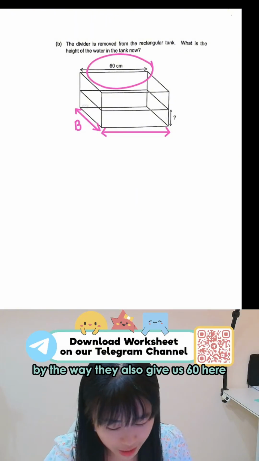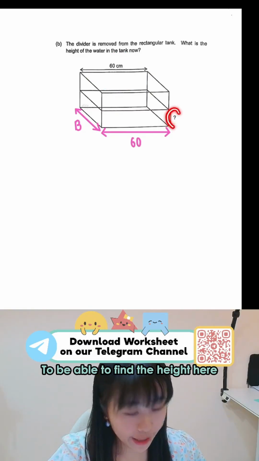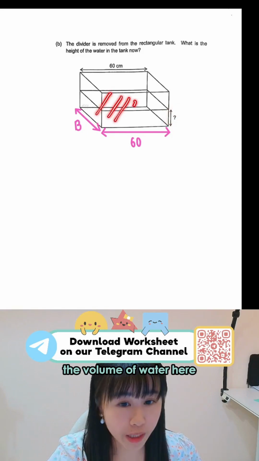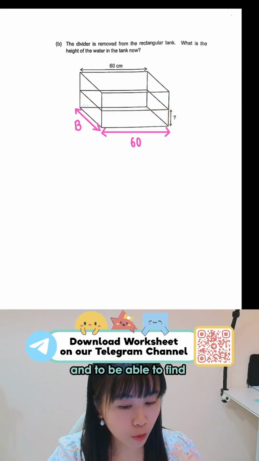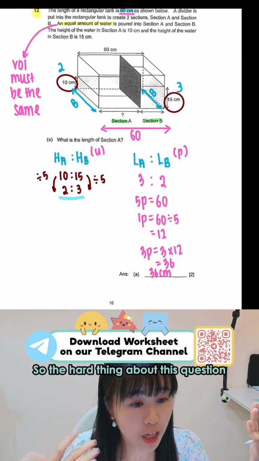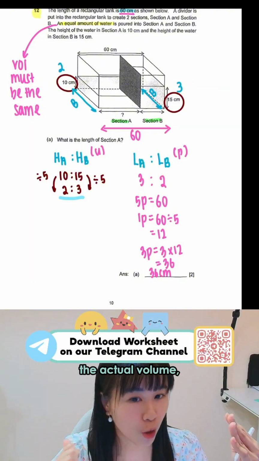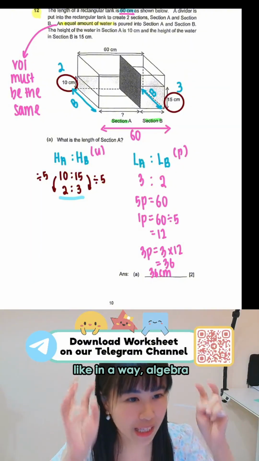Oh, by the way, they also give us 60 here, okay? So actually enough information lah. To be able to find the height here, you need to first find the volume of water here, correct? And to be able to find the volume of water, I want you all to go back to here. So the hard thing about this question is it's impossible to find the actual volume. You have to work with, in a way, algebra.